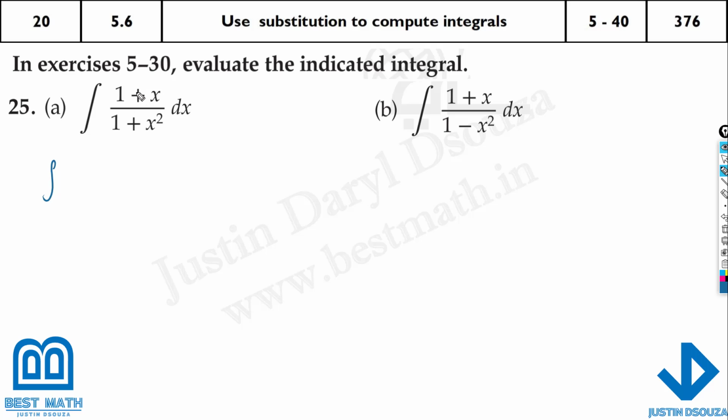Imagine I have x plus y divided by 2. Can I write this as x by 2 plus y by 2? Yes, the denominator is the same. I can write it together, x plus y, isn't it? The same way, I'm going to split this: it's 1 by 1 plus x squared plus x by 1 plus x squared. So the denominator is the same, and I've just split this. I can rewrite this as the above question. That's absolutely fine. dx is also split over here, in both the problems.